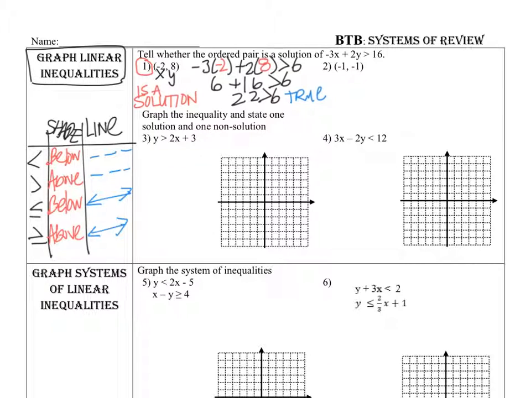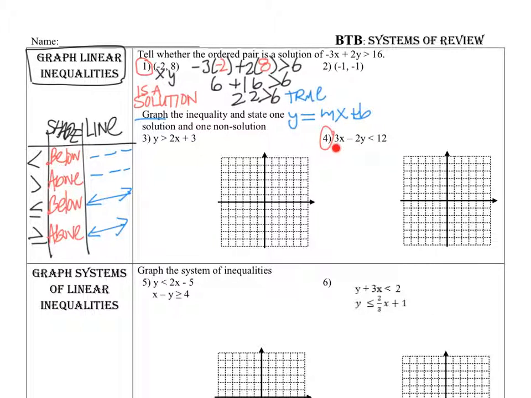The next thing we're going to do is graph an inequality, and we're going to state one solution and one non-solution. And I'm going to do number 4 with you right now. Anytime we graph an inequality, we want it to be in the form y equals mx plus b. Even if the equal sign is a less than or greater than, we want the x and then a constant on the right, and the y by itself. Now, if you take a look at this one, this is in slope-intercept form, this is not.